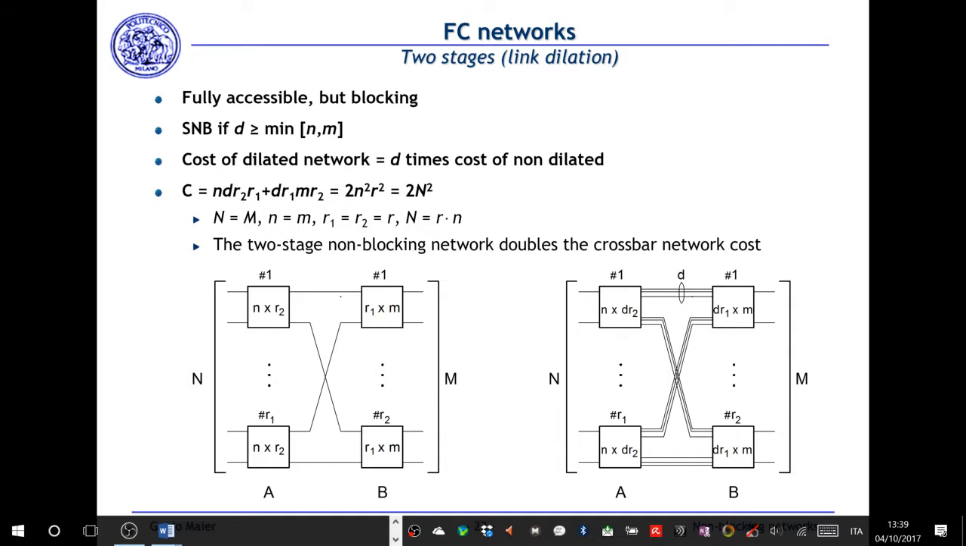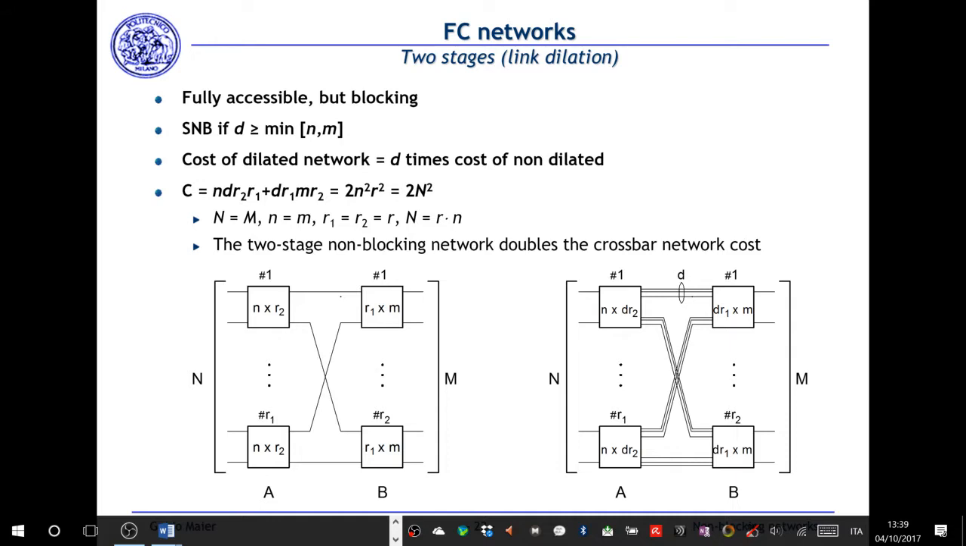So the three-stage network is strictly non-blocking if and only if the number of matrices in the central stage is greater or equal to small n plus small m minus 1. That becomes 2 small n minus 1 in the square case. The proof of this theorem is much easier than the proof of the Slepian-Duguid theorem. We just have to consider the worst case scenario.